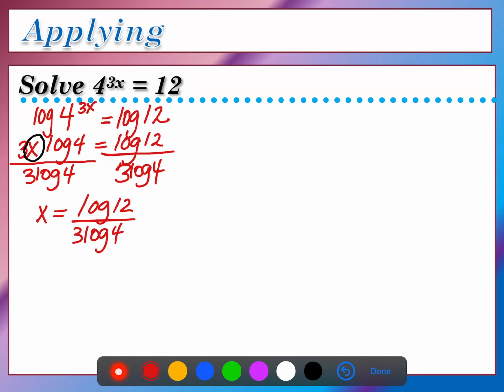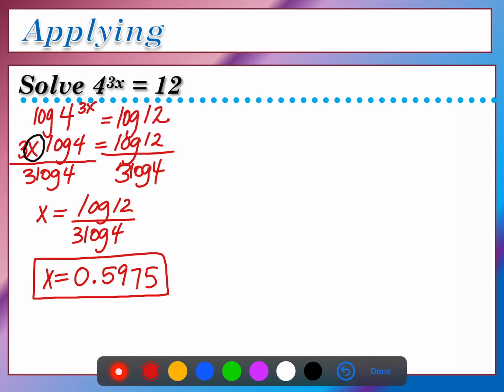Okay, I'm going to plug that entire expression into my calculator. Make sure you use alpha y equals when you're trying to get a fraction. And make sure that you close the parentheses after the log. Okay, rounding to 4 decimal points, 5975. Okay, so because I could not get 4 and 12 down to the same base, I'm using common log and properties to solve.